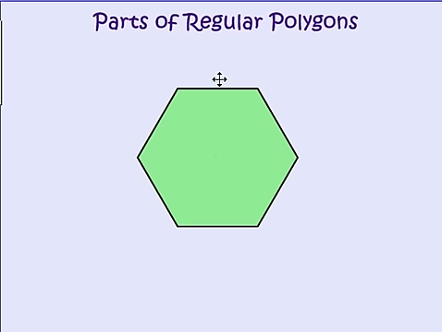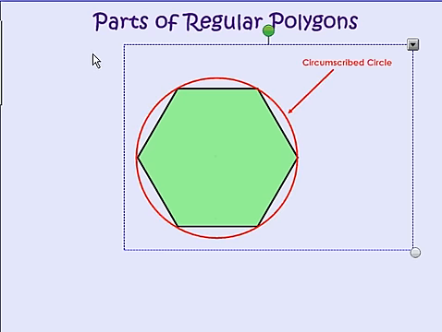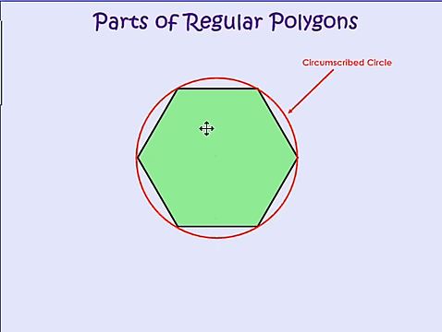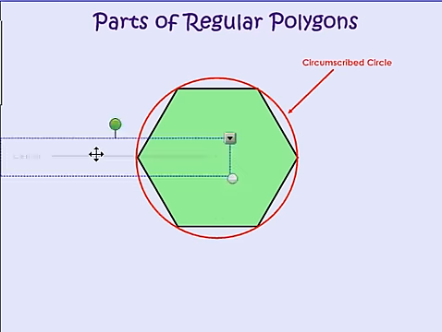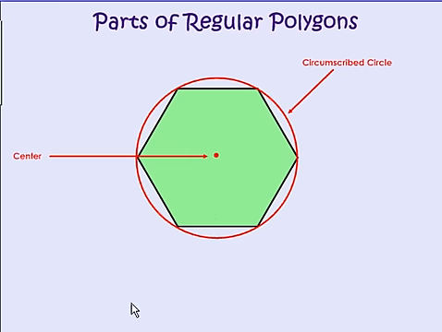Before we get started with too much of that, we need to think about a couple of different key pieces of regular polygons. Any regular polygon can be inscribed in a circle, and we call this circle the circumscribed circle. The center of this circumscribed circle is also the center of our regular polygon. And from this center, we're going to be drawing two special segments, one of which is the apothem. The apothem is drawn from the center of the circle perpendicular to the side of our polygon.